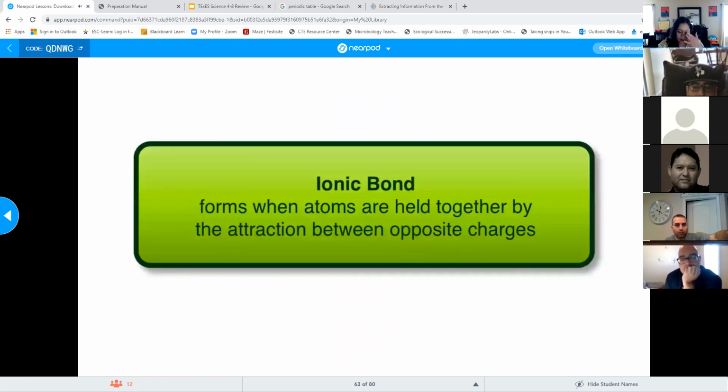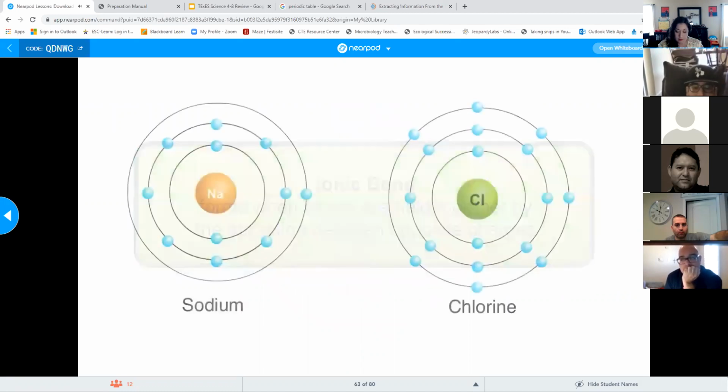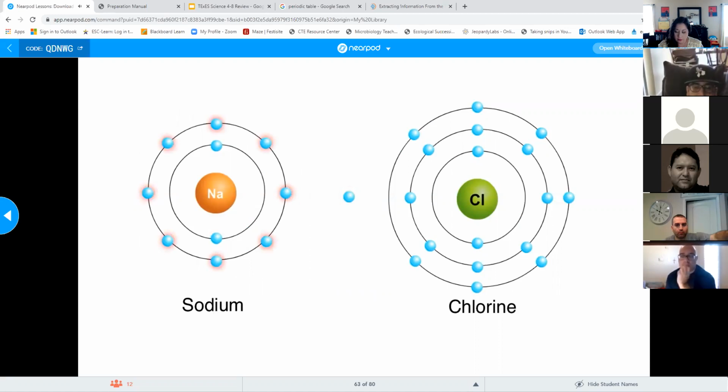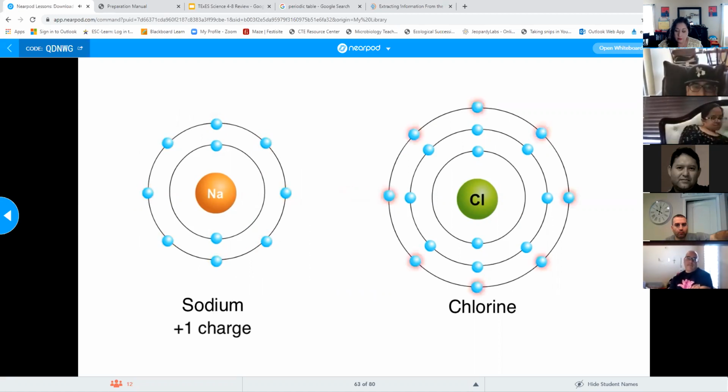An ionic bond forms when 2 atoms are held together by the attraction between opposite charges. The reaction between sodium and chlorine atoms is an example of how an ionic bond is formed. Since sodium has only 1 electron in its third shell, it has a tendency to give up that electron. Once it does, the remaining outer shell contains 8 electrons. This loss of an electron gives sodium a slightly positive charge. Chlorine, on the other hand, tends to gain an electron, since its outer shell already has 7. When chlorine gains an electron, it becomes slightly negative.